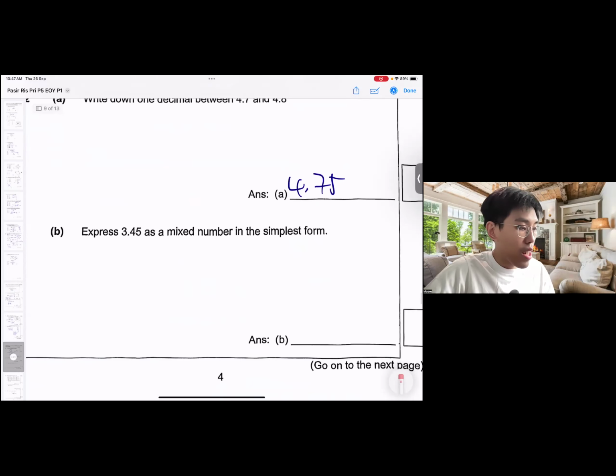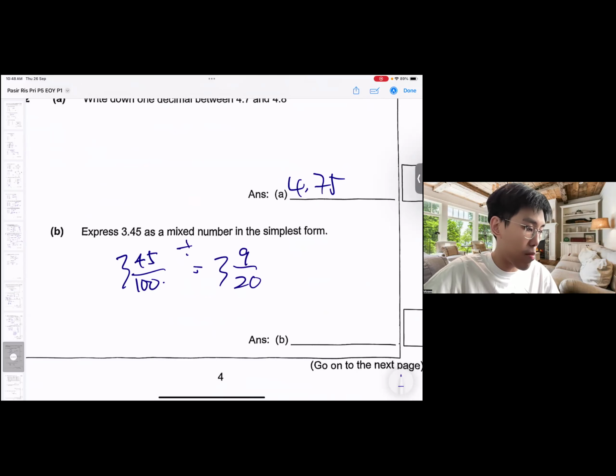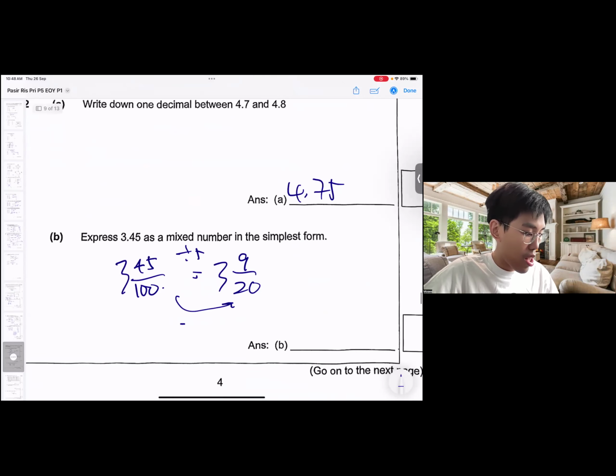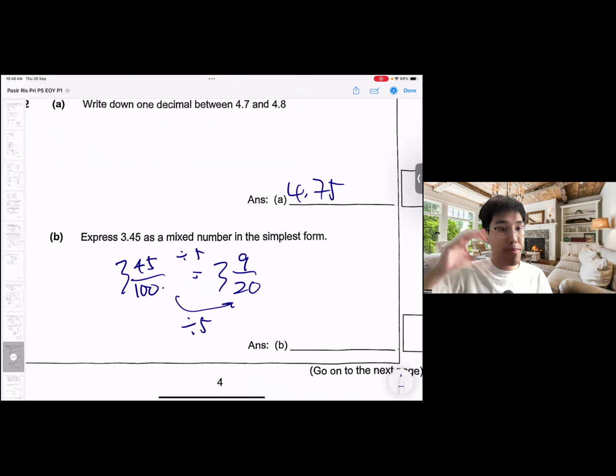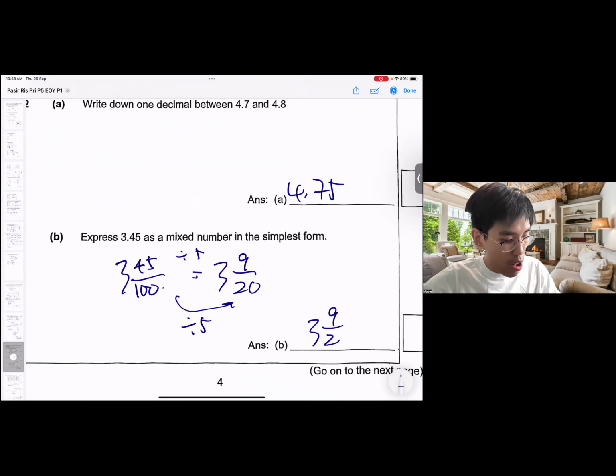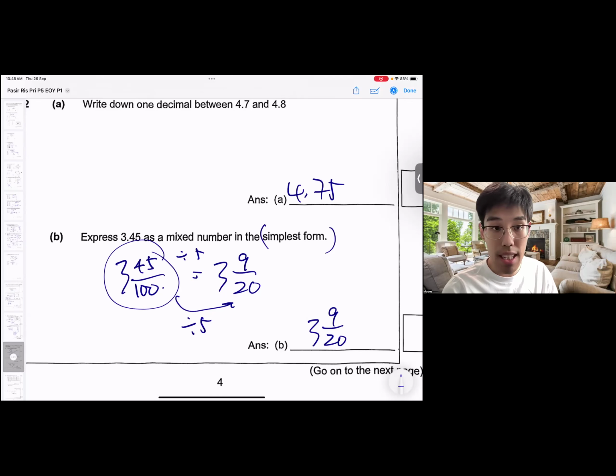Express 3.45 as a mixed number in the simplest form. So 3.45, if we convert to mixed number, it looks like that. If you are sensitive with your numbers, you can straight away see that it's 3 and 9 out of 20, because you divide by 5. Divide by 5, divide by 5. So it's 3 and 9 out of 20. In here, they already explicitly say must put it in the simplest form. So if you write this number as your final answer, it will not be accepted. You must write 3 and 9 out of 20.